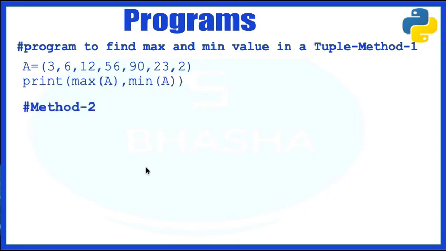But the second method, if somebody would like to try the programming method, is to take the first element and assume it is the maximum or the minimum, and compare it with the rest of the elements. So check how 3 is related to 6. If 3 is smaller than 6, that means this is not the maximum element, but right now it is false. Similarly, if this is false, that means 6 is the maximum element. Now 6 is less than 12. Yes, that means 6 is not the maximum element, it is 12. Similarly, 12 is compared with 56 and so on.